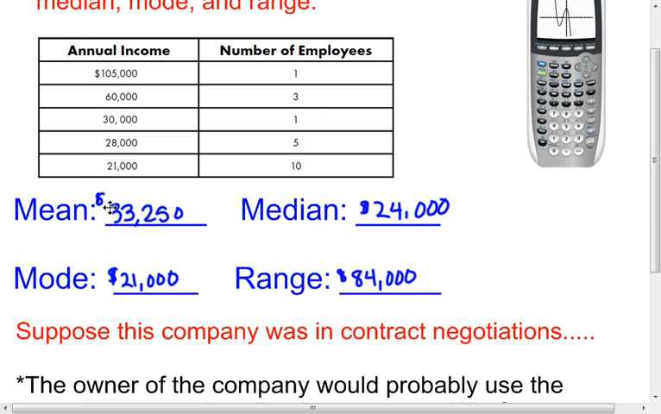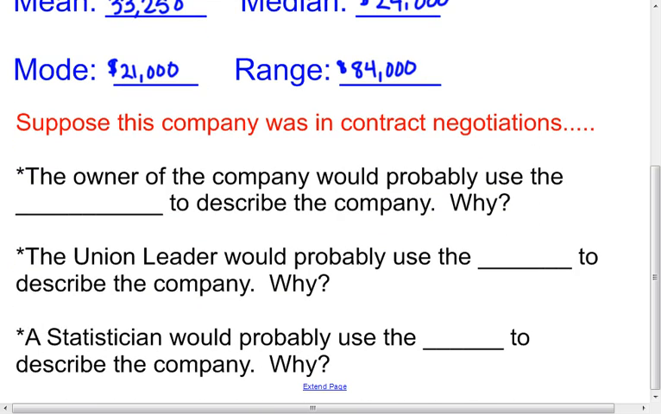Suppose that at this company they were going through contract negotiations and looking at all of this data, and some of them were reporting the mean, some were reporting the median. Different measures of center would be used here. Suppose the owner of the company wanted to get people on his side. Which statistic would he probably use to describe the company? If I were the owner, I would probably use the mean.